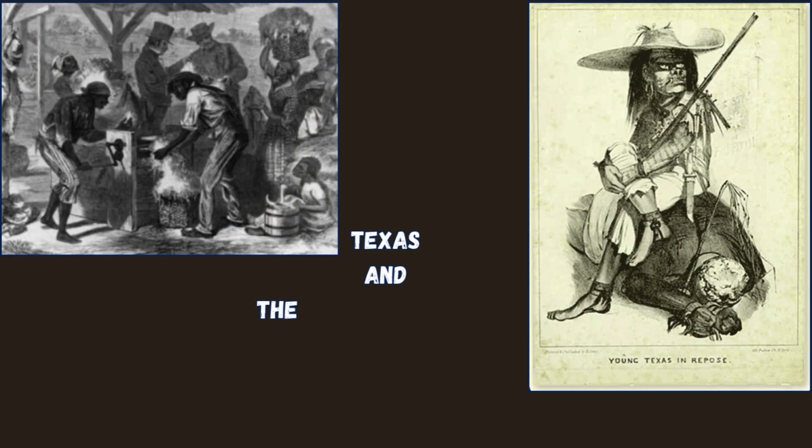Economic interests. Slavery was essential to the Texan economy, particularly in cotton production, which relied on enslaved labor. The Republic of Texas encouraged immigration from the United States, attracting many settlers from the southern states who brought enslaved people with them.